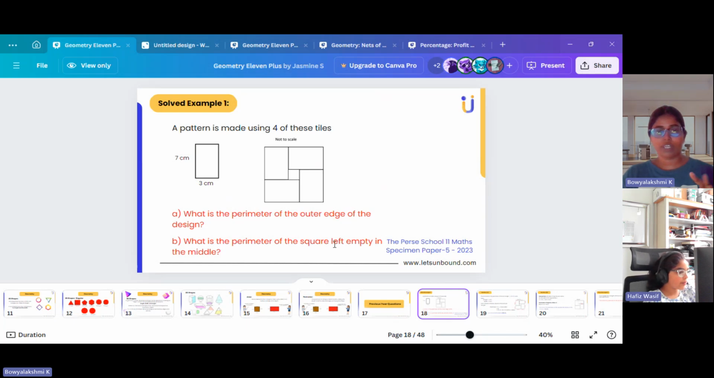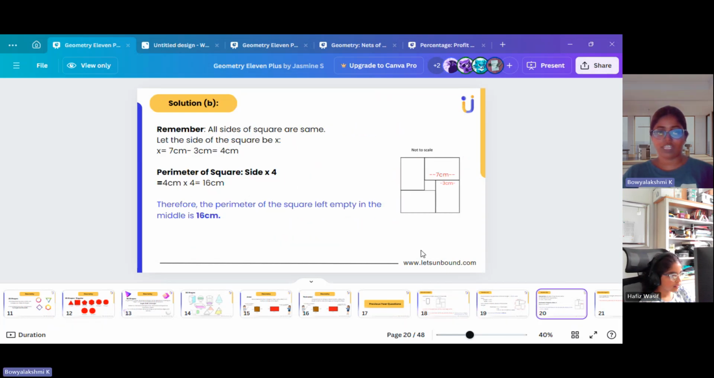What is the perimeter of the square left empty in the middle? In the middle, we can spot a small square, right? What could be that perimeter? You want to try? That could be 1 centimeter, and that could be 4 centimeters. 4, 4, 4, 4, all 4, right? So what could it be? 4 centimeters, I think. Okay, let's check.